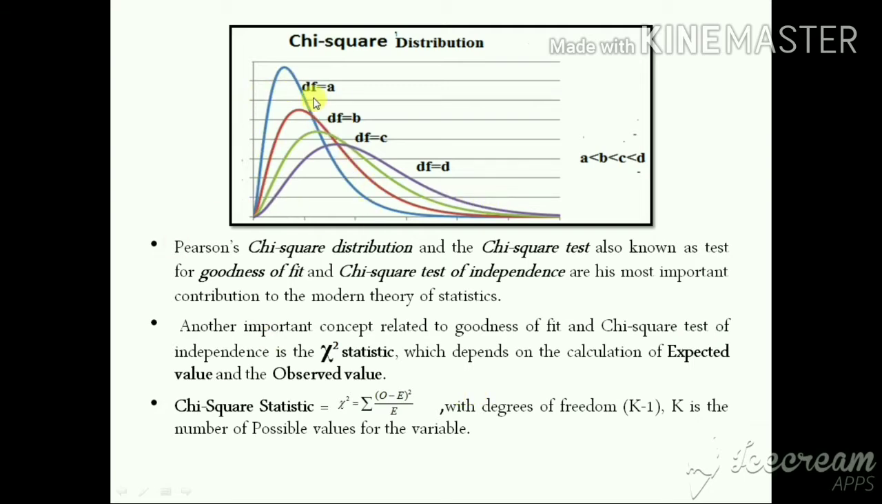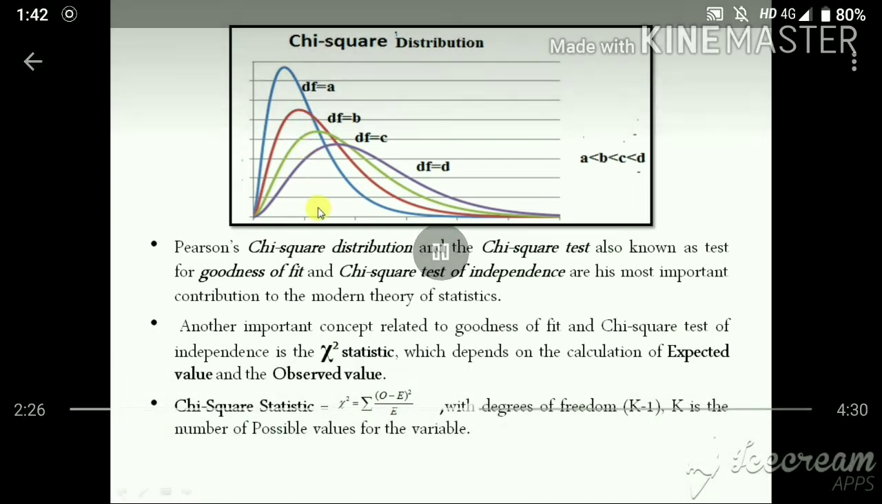Here it is written as degrees of freedom A, degrees of freedom B. The green one is degrees of freedom C. This brown one is degrees of freedom D, where A is less than B less than C less than D in terms of numerical figures. Suppose this is 2, this is 3, this is 4, this is 5. So as the degrees of freedom increase, it looks like the standard normal distribution, and the degrees of freedom is the mean value of the chi-square distribution also.